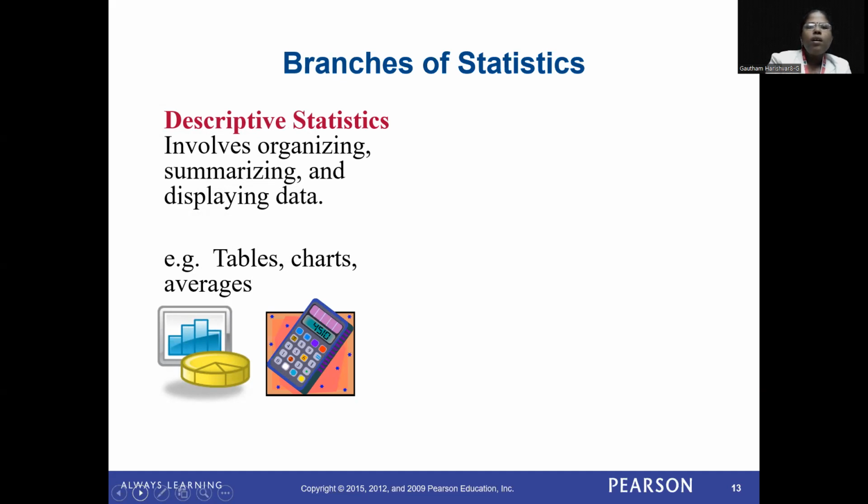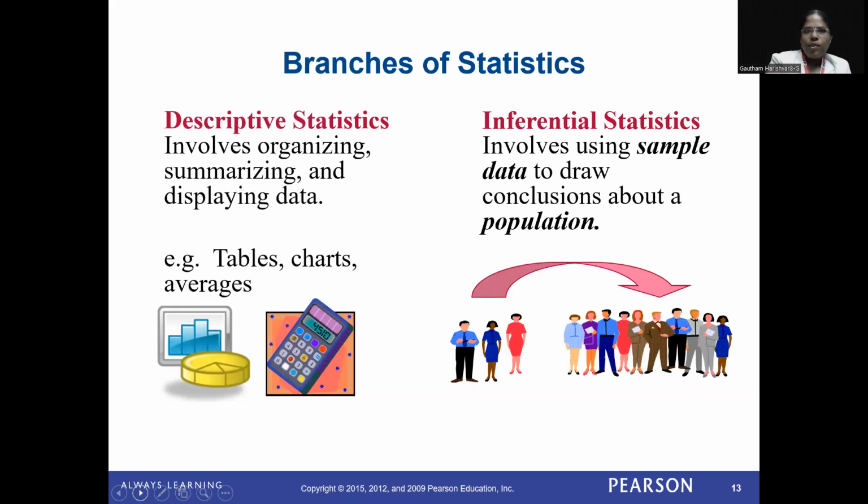Okay. Descriptive statistics involves organizing, summarizing, and displaying data. So first of all, we need to organize the data and summarize it, and at last we need to display it. We can display the data through tables, charts, like that. So this comes under descriptive statistics. The next thing, inferential statistics. After we have displayed and interpreted the data, we make some conclusion, right?